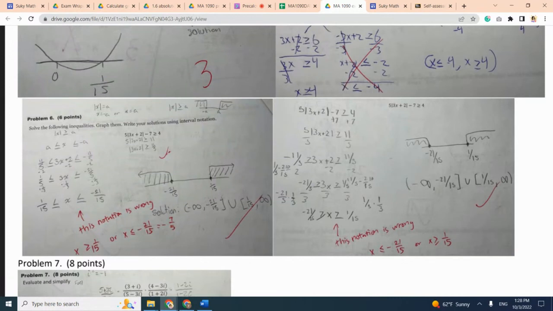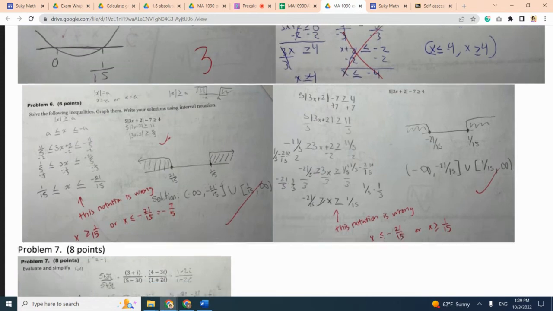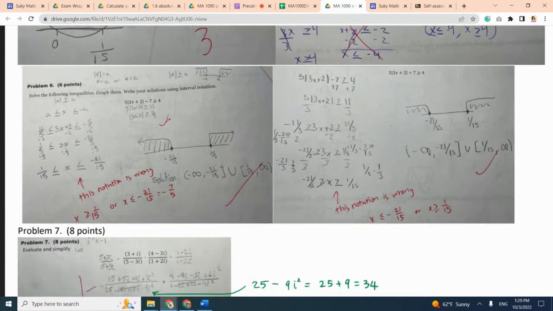Imagine, this is a negative number. This is a positive number. Is a negative number bigger than a positive number? No. So even though I understand what you mean, okay, this notation is wrong. Okay, everybody, be careful. Yes, see? Some of you make the same mistake, right?